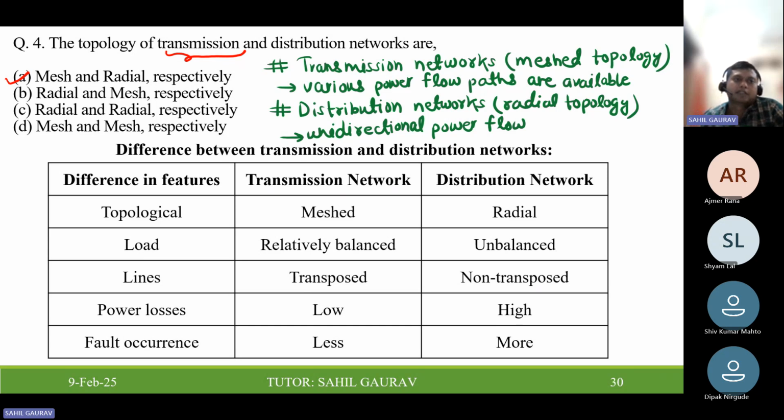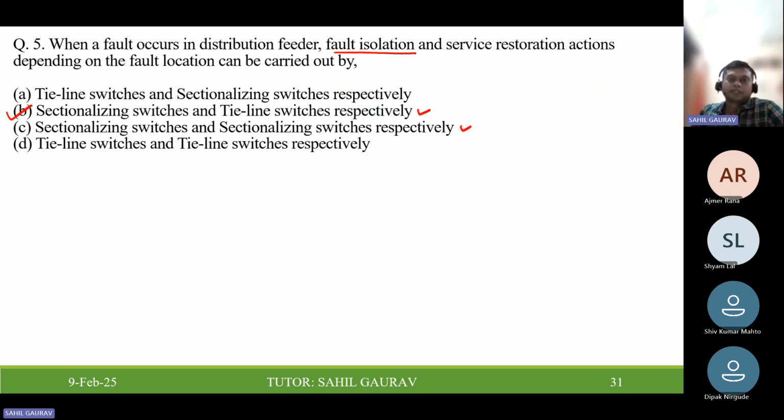The next is: when a fault occurs in a distribution feeder, fault isolation and service restoration actions, depending on the fault location, can be carried out by. So we know that sectionalizing switches are normally closed type and will open when a fault happens, while tie line switches are used for emergency purposes or maintenance purposes. Therefore, these tie line switches are used in service restoration actions depending on the fault location. So sectionalizing switches are used in fault isolation, while tie line switches are used in service restoration during emergency or maintenance purposes.